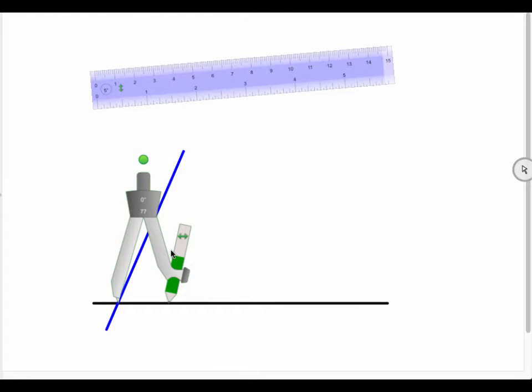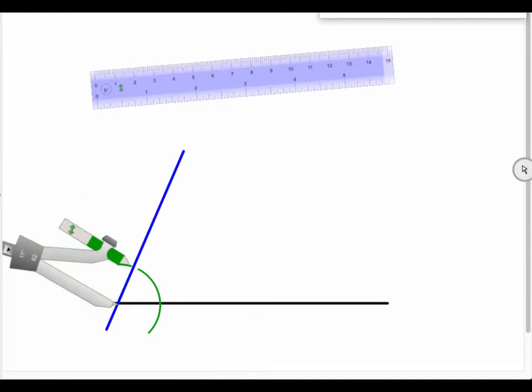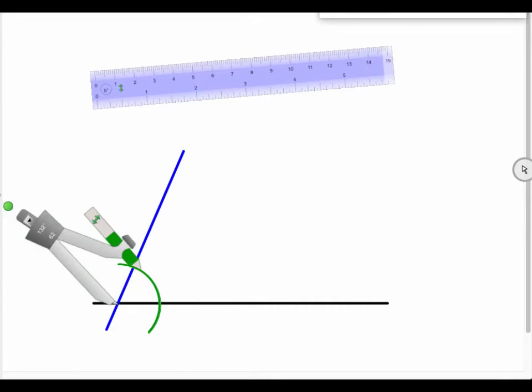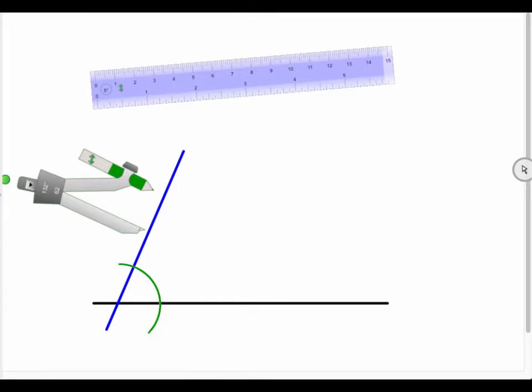So now what I'm going to do is, the width doesn't matter. Just you got to remember that you cannot change the width once you do it. Get your pointer right there on the intersection of the two lines, and I'm just going to make a sweeping arc. Like so, okay? And so now I'm going to move just a little bit up the line here, and I'm going to do two things.